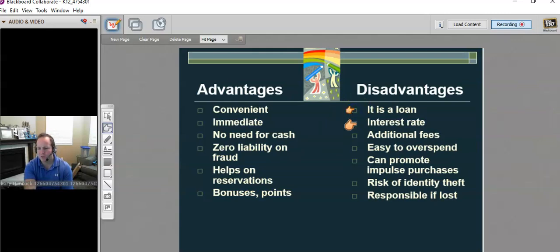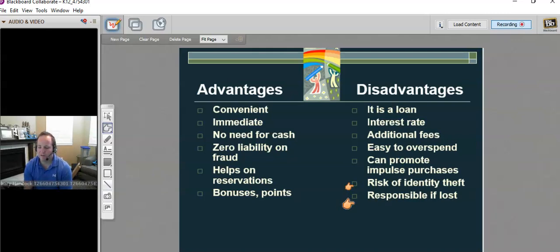Disadvantages: it's a loan. You pay extra interest rates. There may be additional fees, so if you try to get cash out on it, there's an additional fee. It's really easy to overspend. It's like, oh, that's okay, I'll just put it on the credit card. It can promote impulse purchases. If you're somebody that can't hold money very well, I wouldn't recommend a card right now. I'd recommend that envelope system that we talked about.